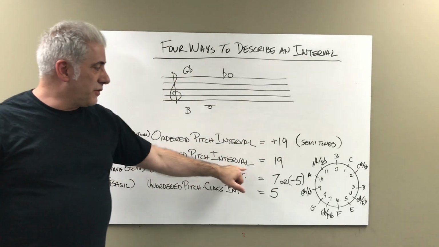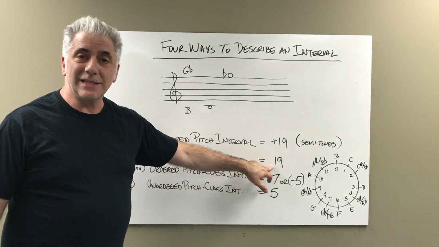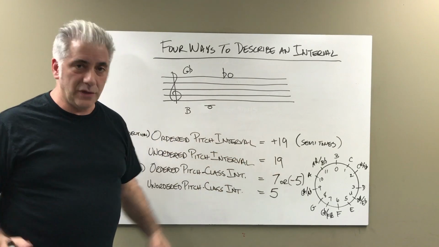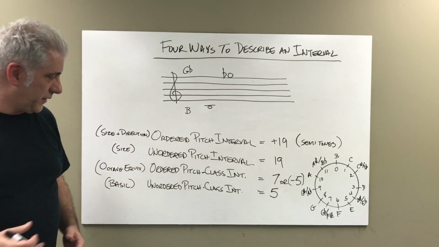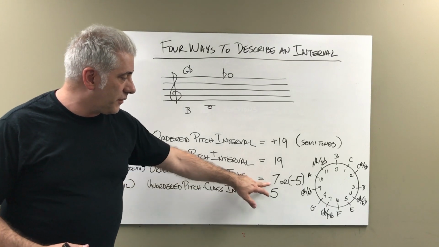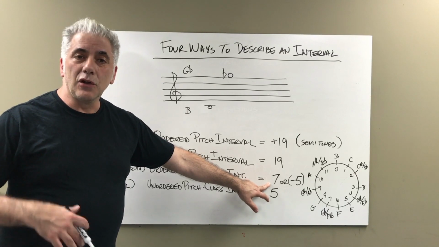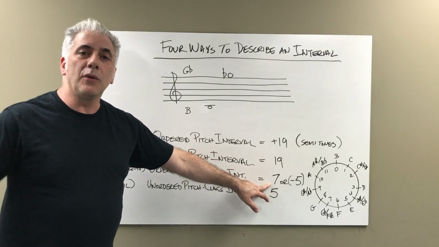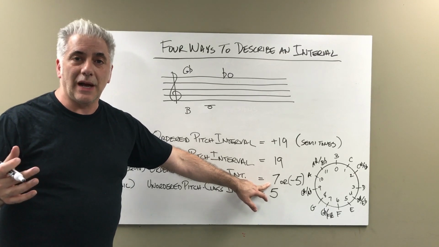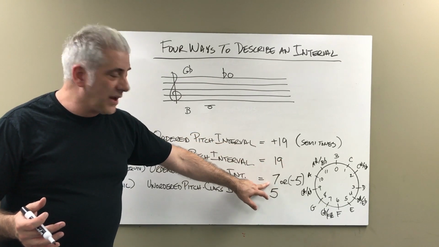The unordered pitch interval is just a general way of describing it, and you just say 19. That doesn't tell you what the direction is. It just gives you a general classification of it. Next we have the ordered pitch class interval, which is 7, because it's ascending. We are not including the octave. We're always transposing it down so it's within an octave. So if you subtract 12 from 19, you get 7.